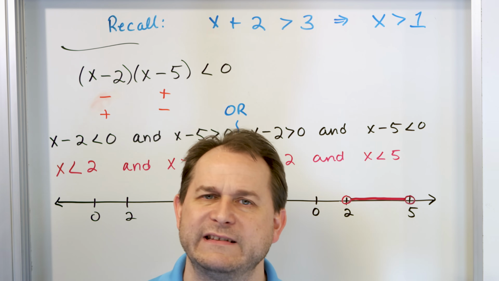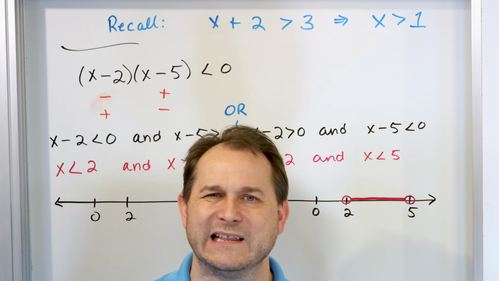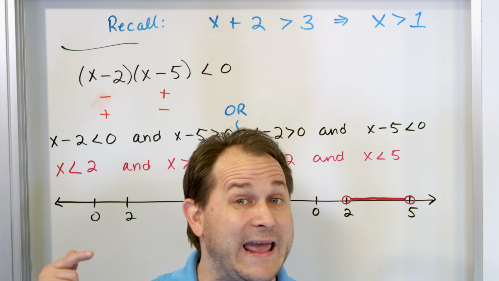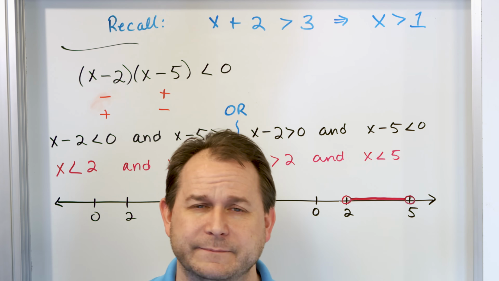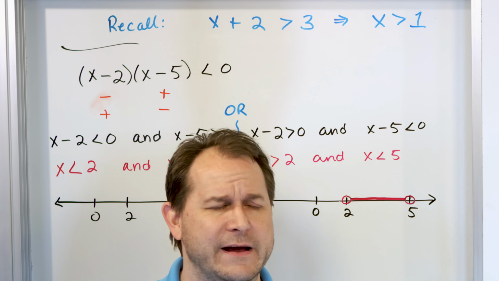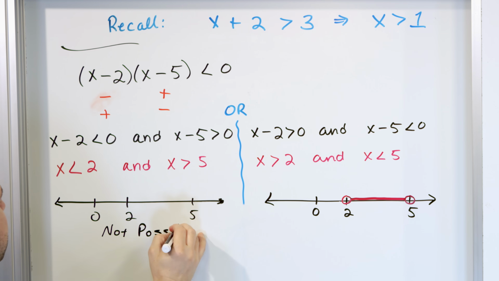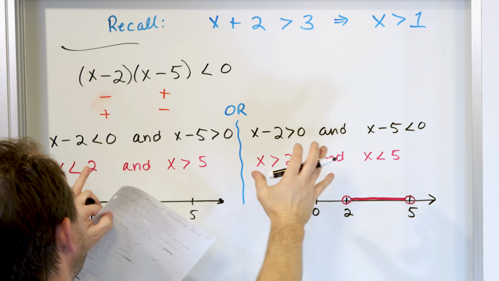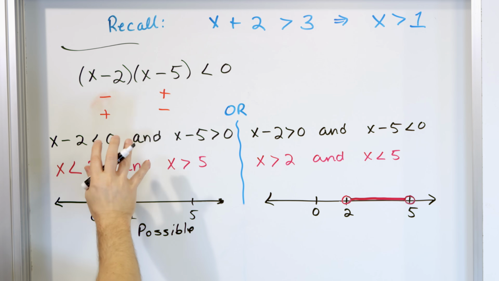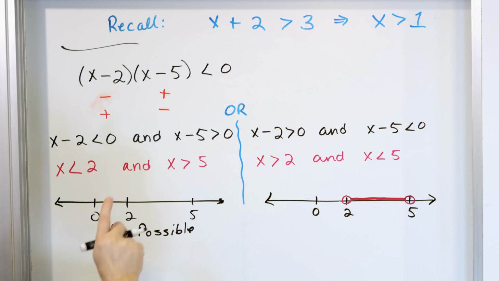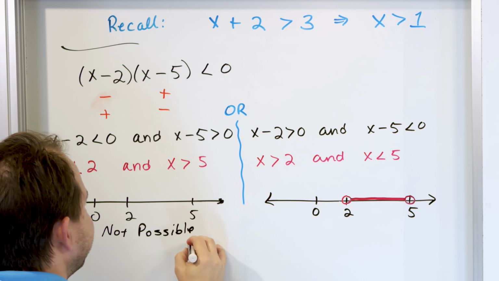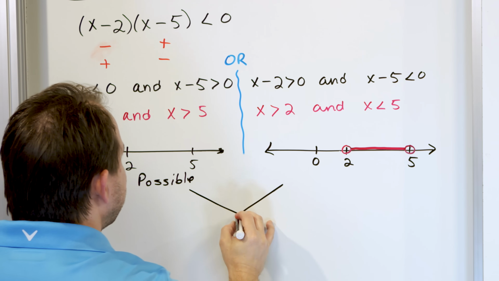There is no number. Just think about it. Can you think of a number less than 2 and also bigger than 5? That's why I keep telling you, write the word and. It's not possible. So you write down not possible. Then we remember, the only way this can be the case is if this is true or this is true. So to find the final solution, we combine both of them.